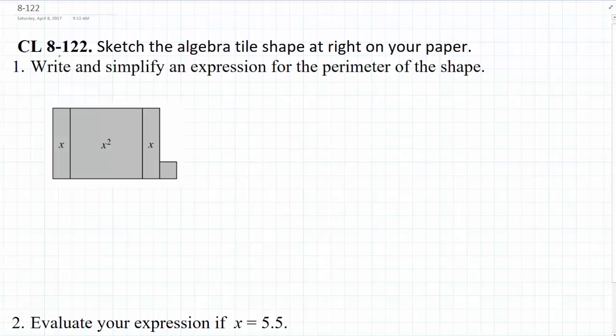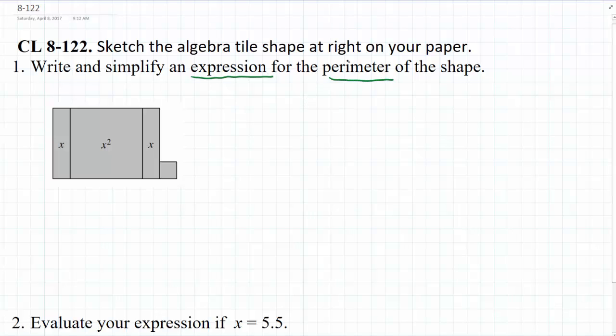Okay, CL 8-122, sketch the algebra tile shape at right, or down here, on your paper. Write and simplify an expression for the perimeter of the shape. Okay, so I copied and pasted the shape over. Now we just have to write and simplify an expression for the perimeter.